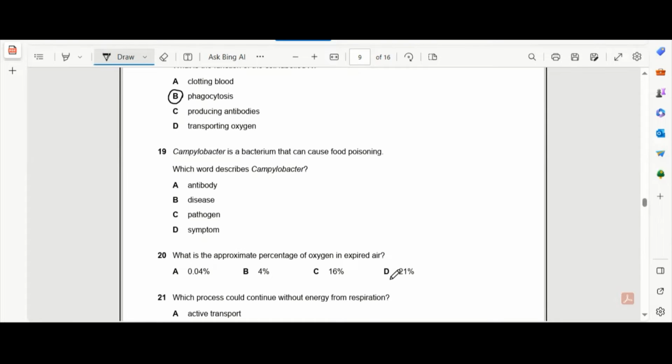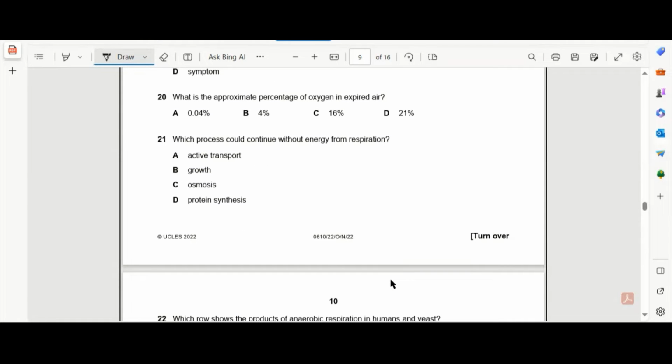19. Campylobacter is a bacterium that can cause food poisoning. Which word describes Campylobacter? Antibody, no. Disease, no. C, pathogen, yes. A pathogen is anything that causes disease, and the bacterium is what causes a disease. So Campylobacter is a pathogen.